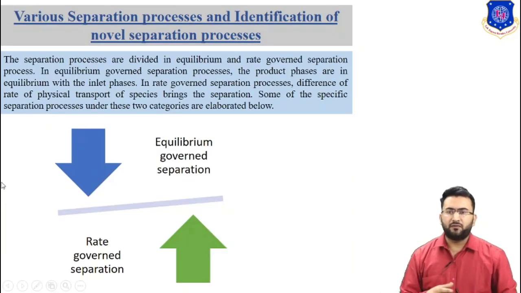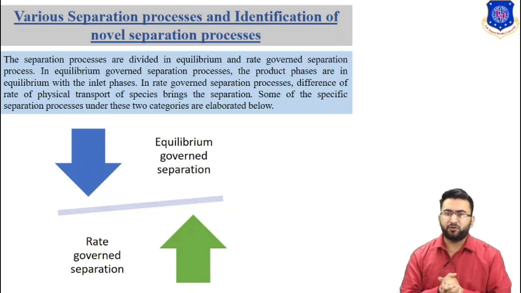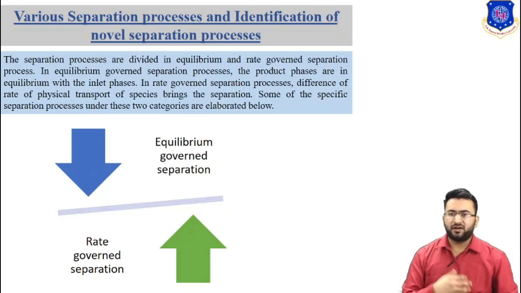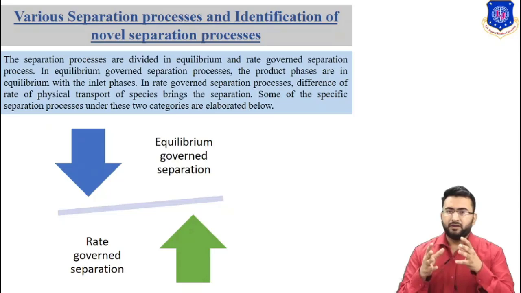Now let's talk about the various separation processes and identification of novel separation processes. As discussed in the previous section, separation processes are divided into equilibrium and rate governing separation processes. In equilibrium governing separation processes, the product phases are in equilibrium with the inlet phase. In rate governing separation processes, the difference in the rate of physical transport of species brings about the separation. Let's talk first about equilibrium governing processes. There are mainly four types used in separation, such as distillation, absorption, adsorption and drying.